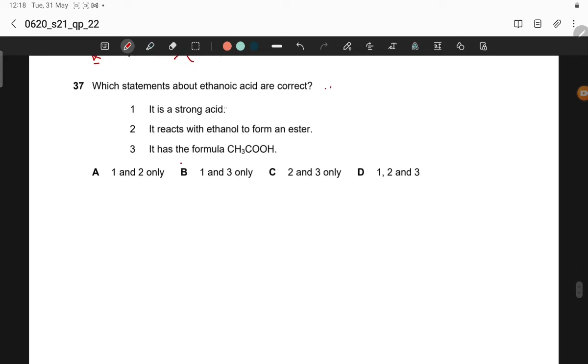37. Which statements about ethanoic acid are correct? It is a strong acid. Not correct. It is a weak acid. It reacts with ethanol to form an ester. Yes, it is correct. It has the formula CH3COOH. This is also correct. So 2 and 3 are correct.